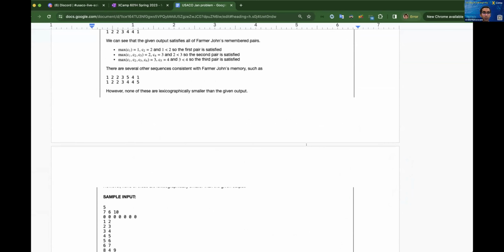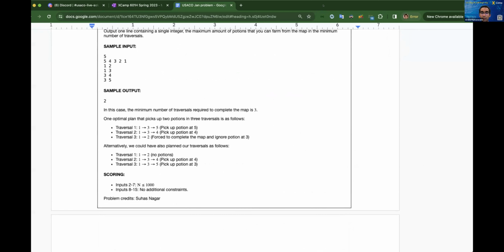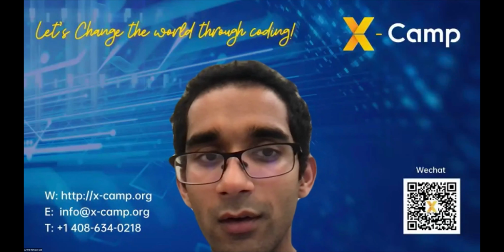For problem 1, the task for input 3 is doable. You can get free points with brute force. That's it for my solutions for the silver. Any questions?